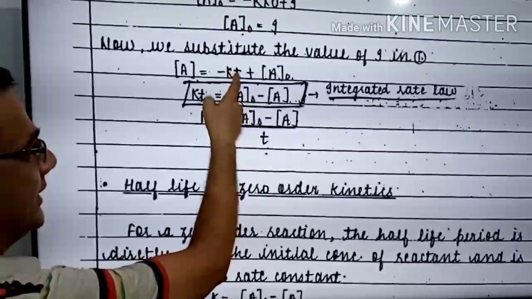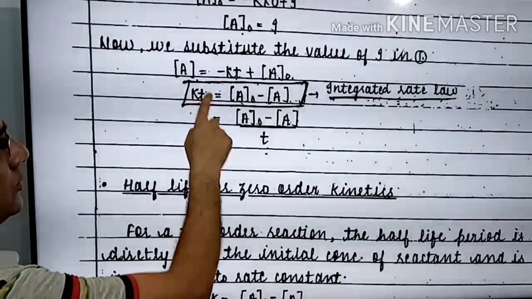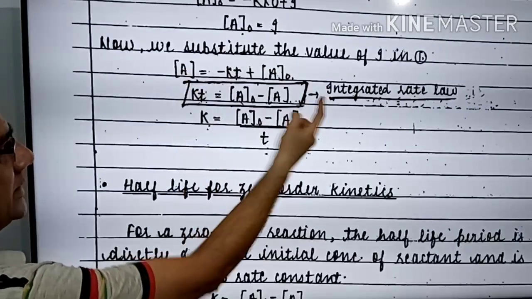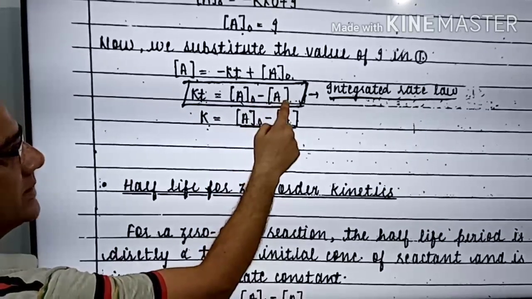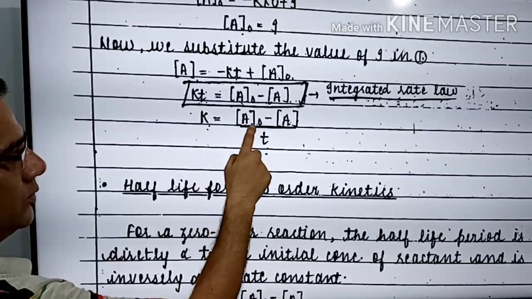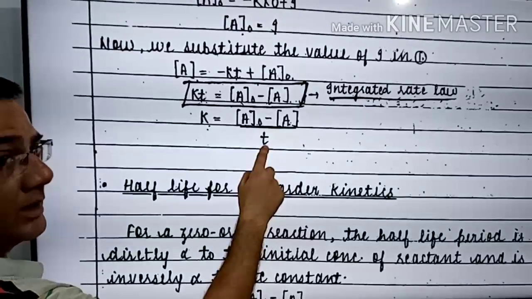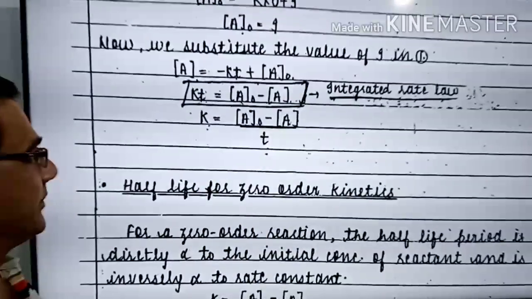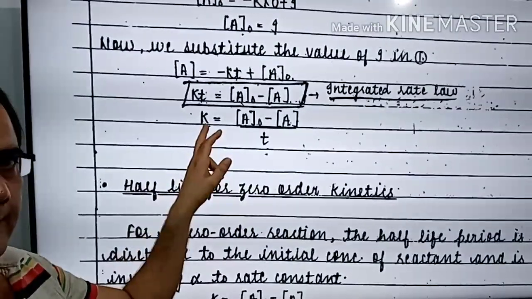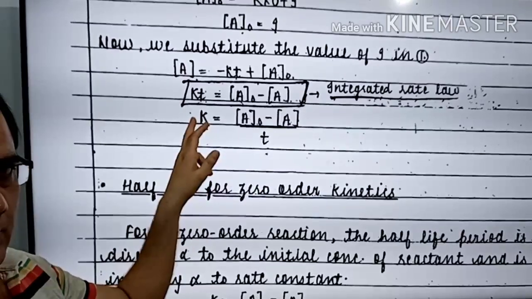Kt is negative, so we bring it to this side. Kt is equal to A initial minus A. Now, K is equal to A initial minus A upon T. In this whole expression, this K is called the rate constant for a zero order reaction.